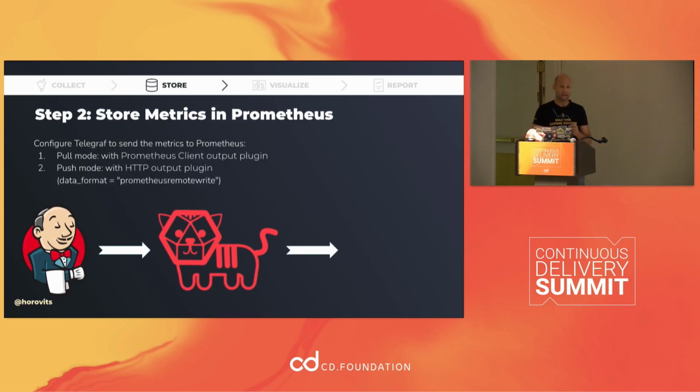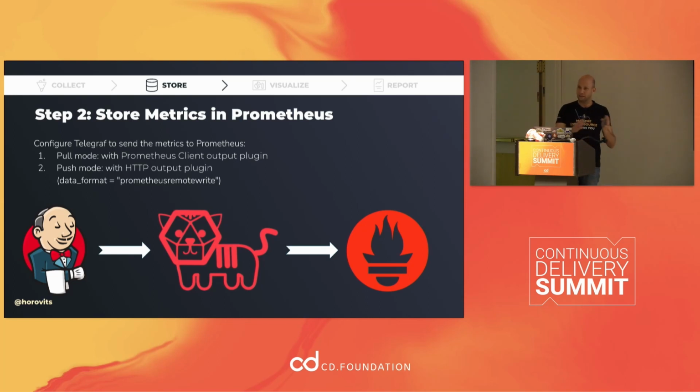That's the first phase. Second phase, as we said, after collect, it's store. And as I mentioned, Prometheus is our choice for production environment, also the choice for CI/CD monitoring. We actually have our own Prometheus as a service, so we use this one. But the same would work for any Prometheus or Prometheus-compatible backend store.